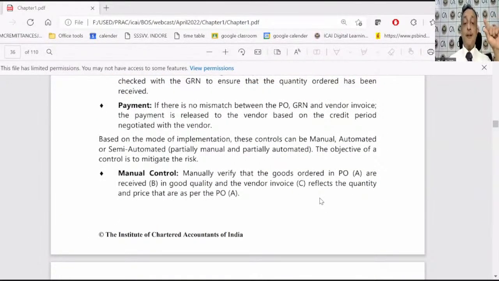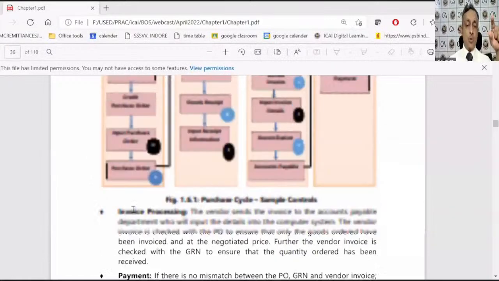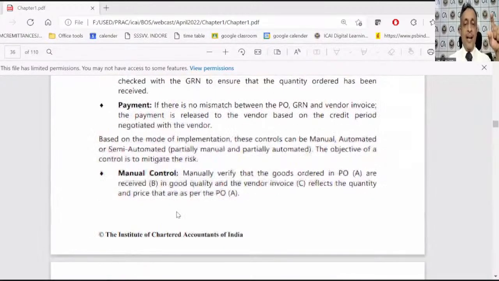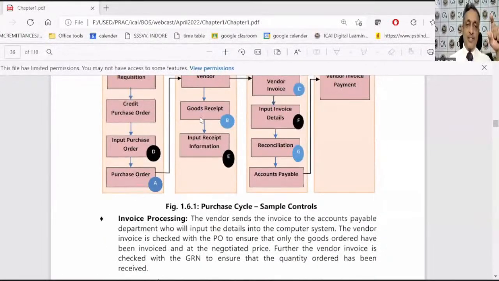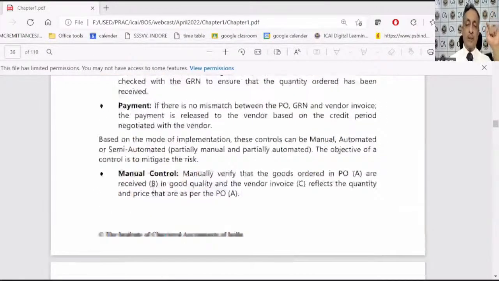It talks of manual controls. So which controls are defined as manual? Manually verify purchase order, that is control A, and control B. So purchase order to goods, this linkage you have to do manually, that what was ordered, the same has been received. The physical checking. So this becomes manual control.